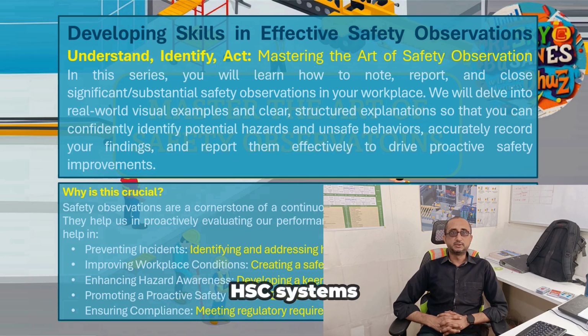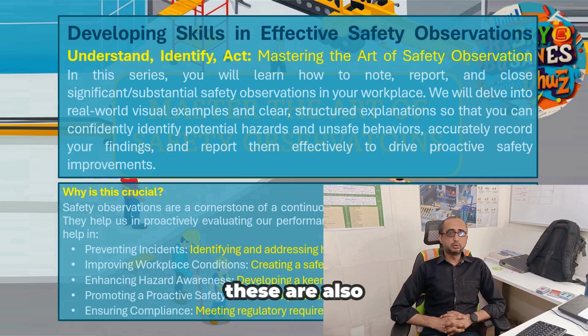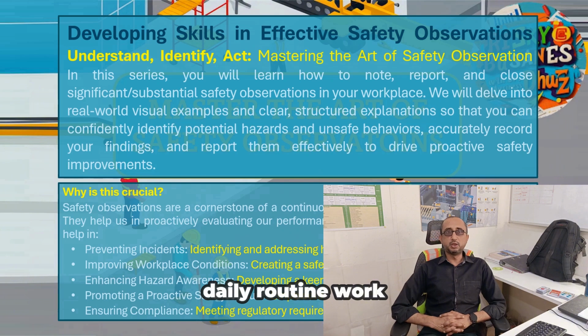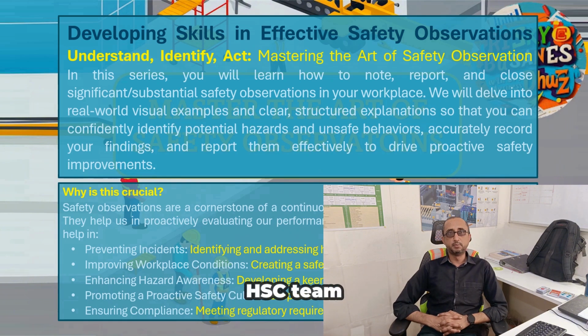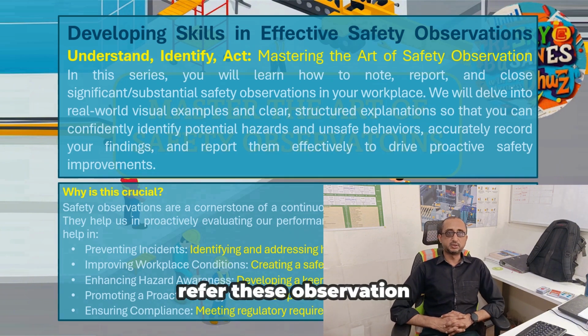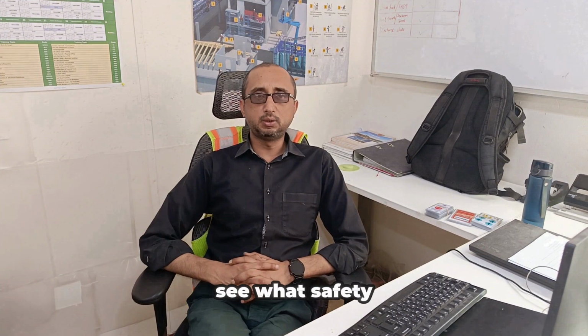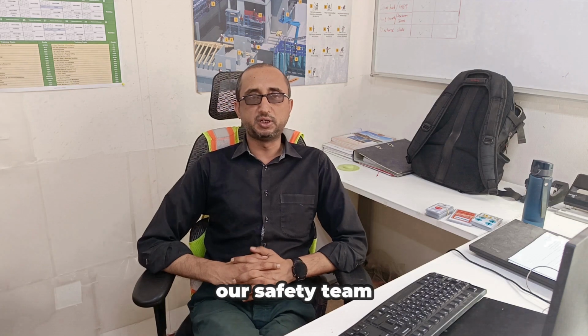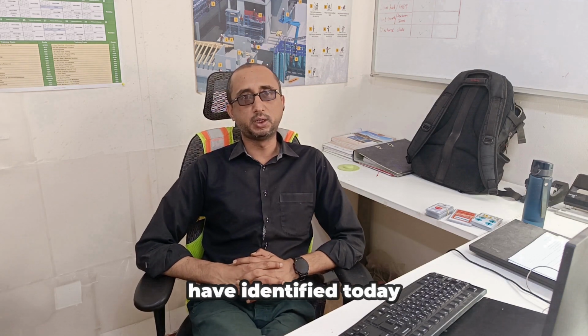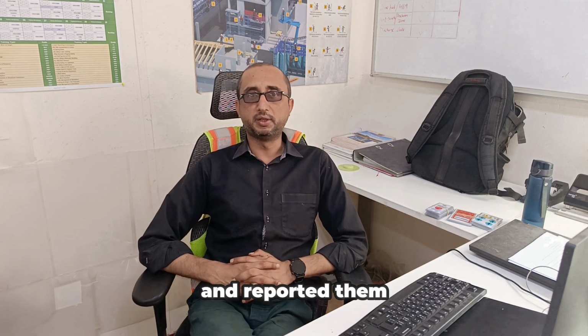of our HSE systems. These are also part of the daily routine work of our site HSE team, and generally we refer to these observations as informal inspections. Let's go and see what safety observations our safety team have identified today, and how they recorded and reported them.